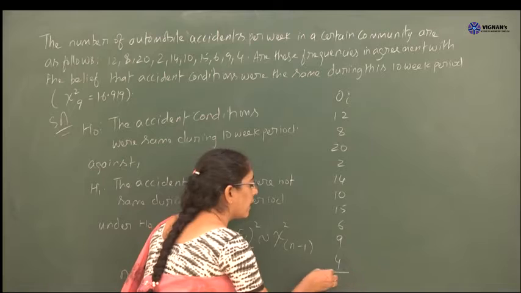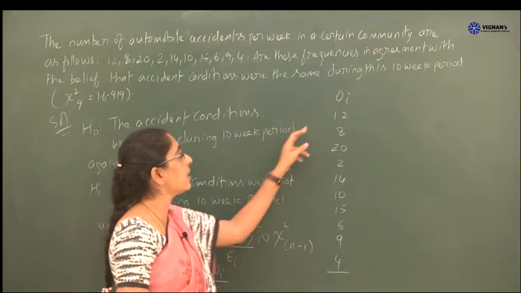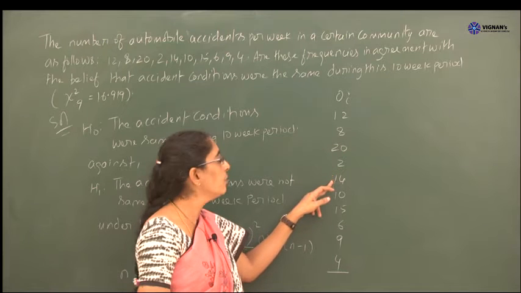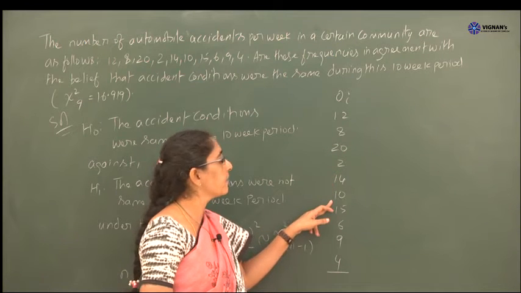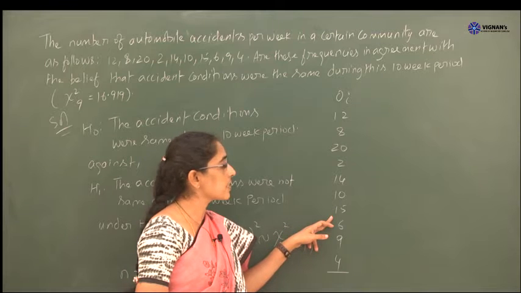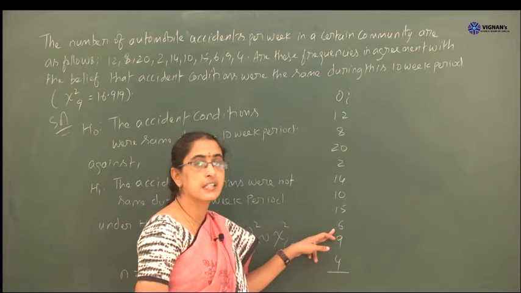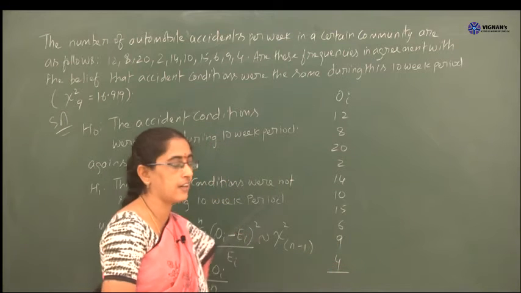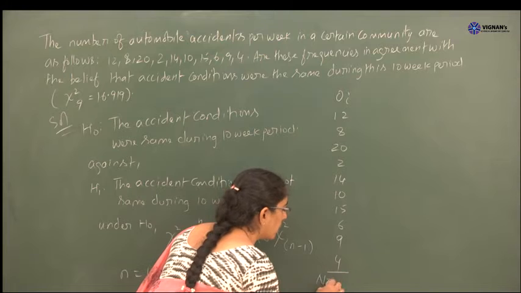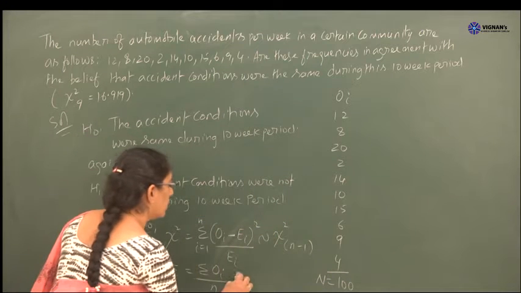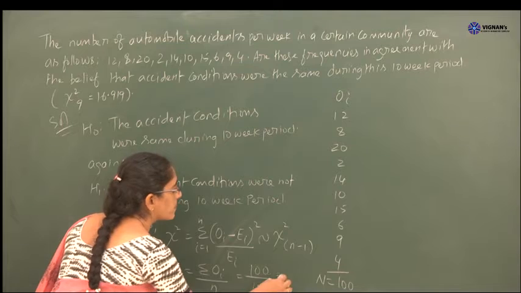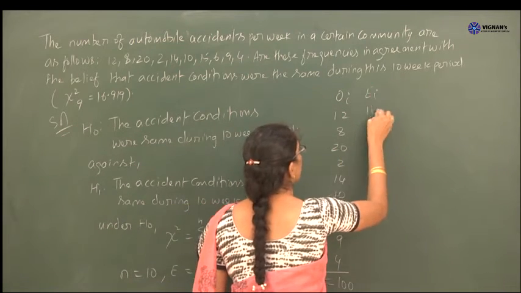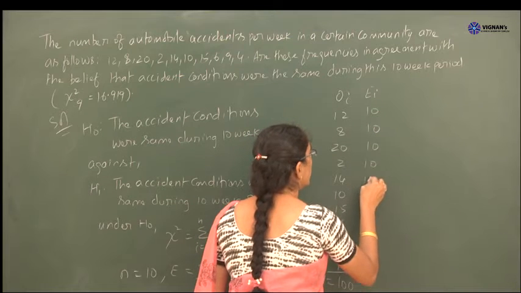Now we have to find the total of the observed frequencies. So 12 plus 8 is 20, 20 plus 20 is 40, 40 plus 2 is 42, 42 plus 14 is 56, 56 plus 10 is 66, 66 plus 15 is 81, 81 plus 6 is 87, 87 plus 9 is 96, 96 plus 4 is 100. So the total frequency is equal to 100. The expected frequency is 100 by number of observations 10, that is equal to 10. That means the expected frequency is uniformly 10 for all the observed frequencies.